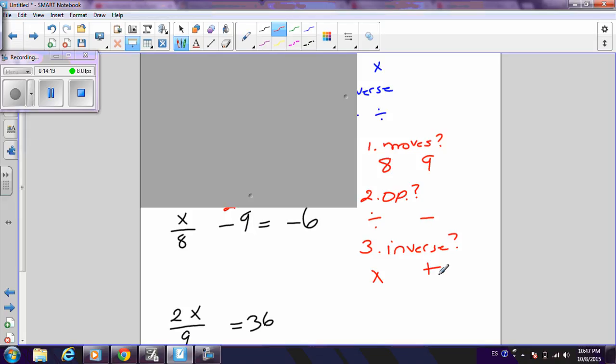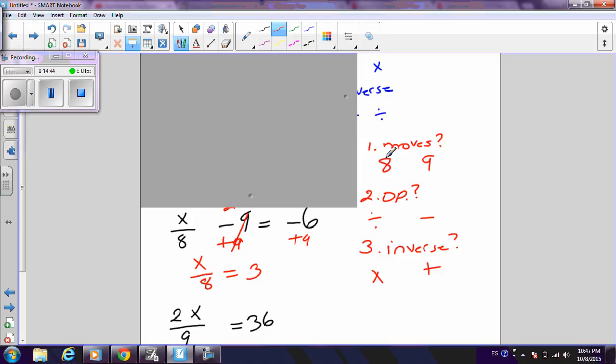Our inverse being addition, we're going to add 9. Add 9. Those 2 cancel. We're going to have x divided by 8 equals, now of course this is easy math. What is 9 minus 6, or negative 6? What's 9? Exactly, 3.